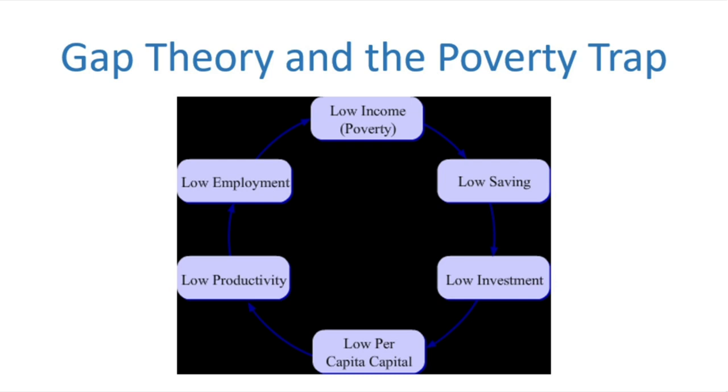And because there's low income, there's low amounts of savings. Because there's low savings, there's low investment, small stock of capital, low productivity, low income, low savings, and it's just a circle, right? It's a vicious circle that leads to perpetual impoverishment.